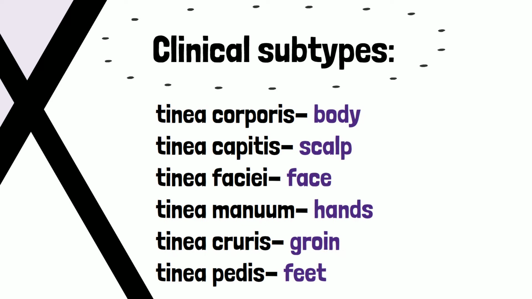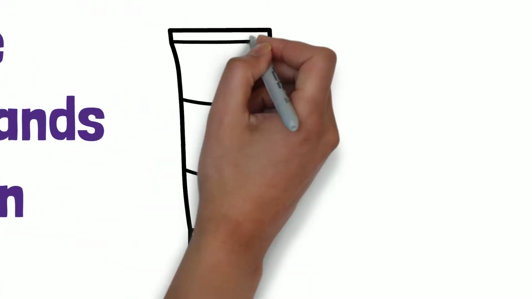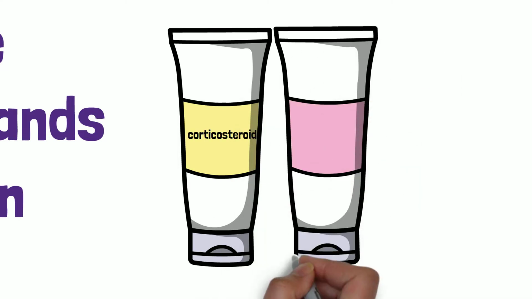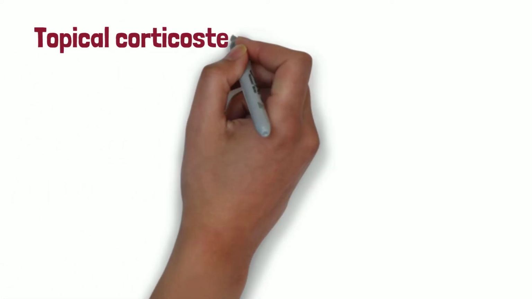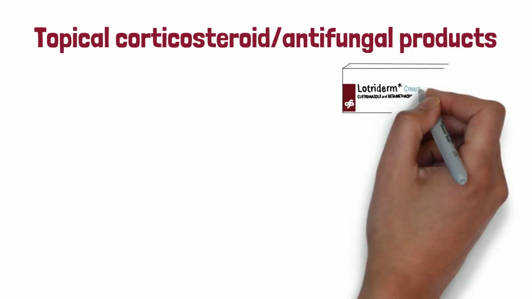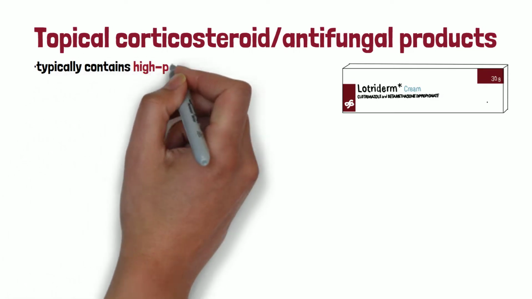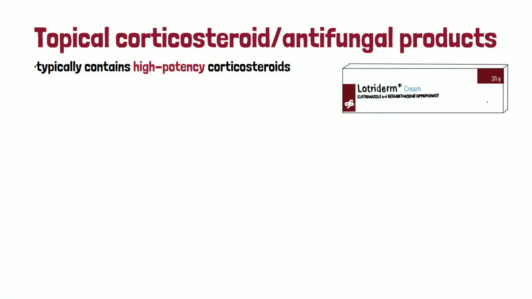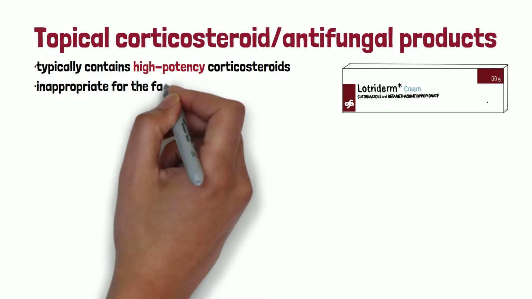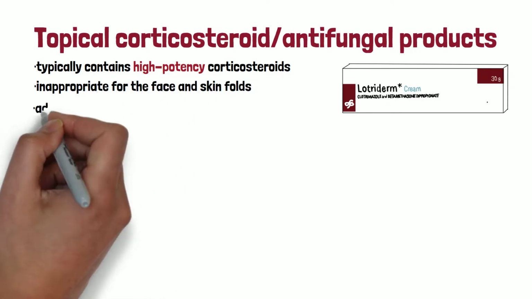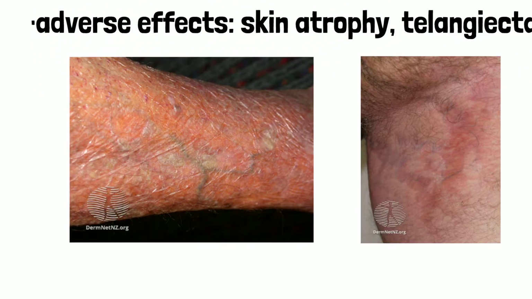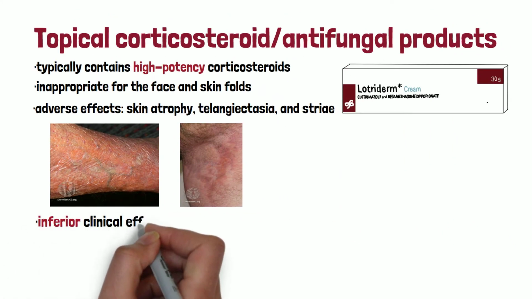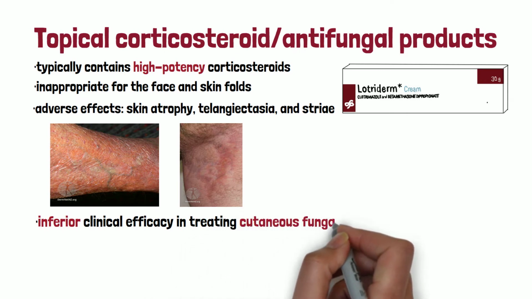If you can't clinically differentiate between a fungal infection and dermatitis, can we just prescribe a topical combination corticosteroid and antifungal product to treat both? Topical corticosteroid antifungal combination products, such as Lotriderm, typically contain high-potency corticosteroids. High-potency corticosteroids are inappropriate for application to the face and skin folds, as long-term use can lead to skin atrophy, telangiectasia, and striae.